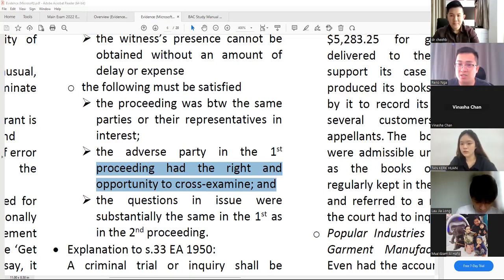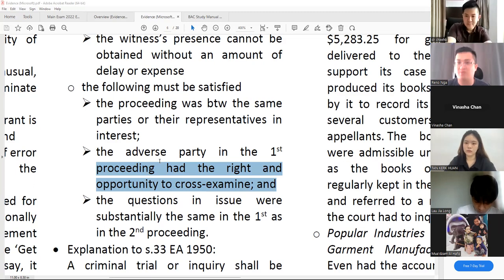This is called re-examination. That's it. So what does it mean here? The adverse party in the first proceeding had the right opportunity to cross. Means because this witness is not coming. If in the first round, they don't have the opportunity to challenge this witness, then isn't it very unfair when they go to the second court, they should already admit this evidence.